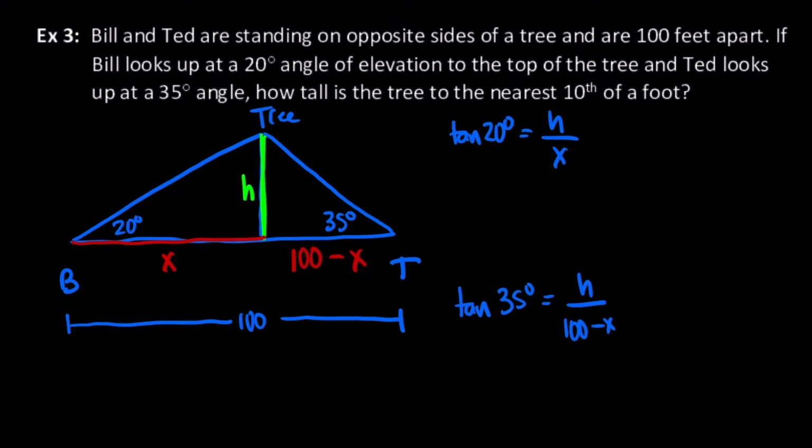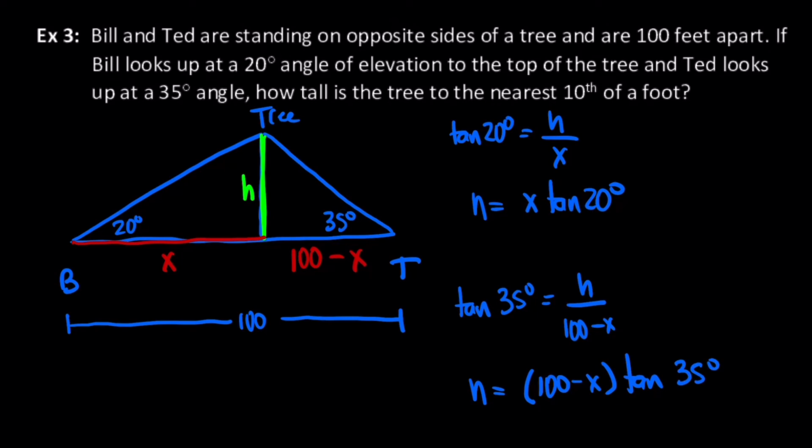Well, I've got two equations and two variables. We did this a lot this year, two variables, two equations. We can use a system of equations to solve for the variables. What I notice in both of these is that there's an H. So I'll solve both of these equations for H. Okay, that's pretty simple. I'll multiply both sides by X here, right? So that gives me H equals X tangent 20 degrees. And in the bottom equation, multiply both sides by 100 minus X, so H equals (100 minus X) times tangent 35 degrees.